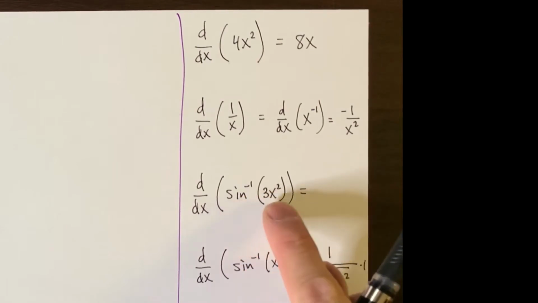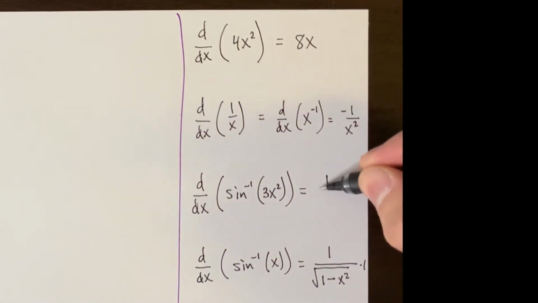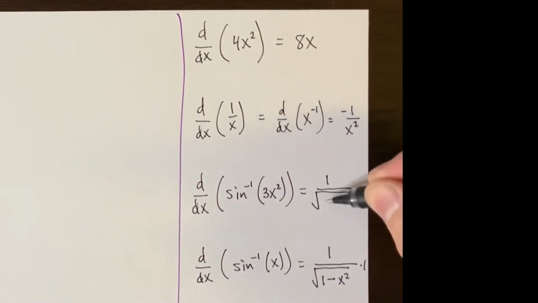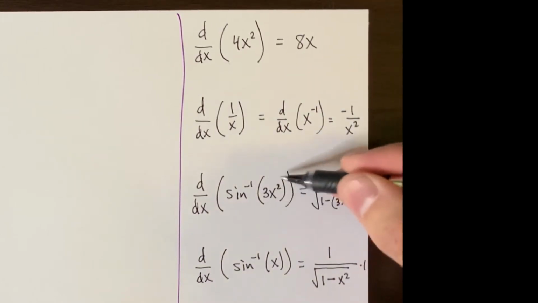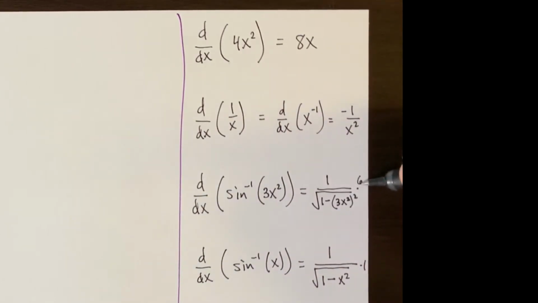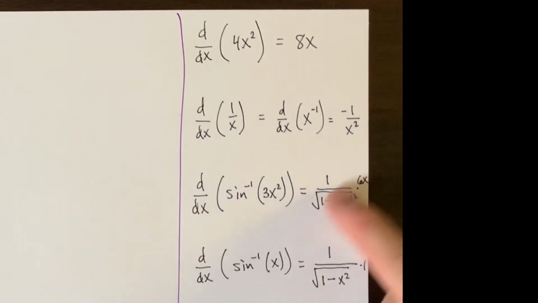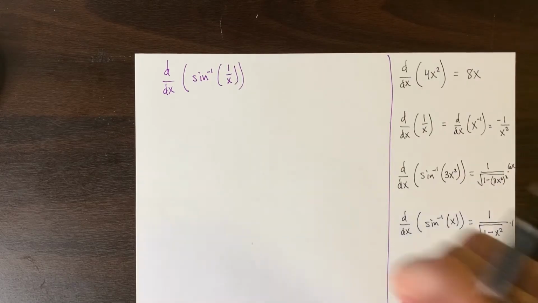The derivative of sine inverse of this is going to be 1 over the square root of 1 minus that stuff squared, times the derivative of this inner piece, which is of course 6x. I could clean this up, but we'll do that practice over here.